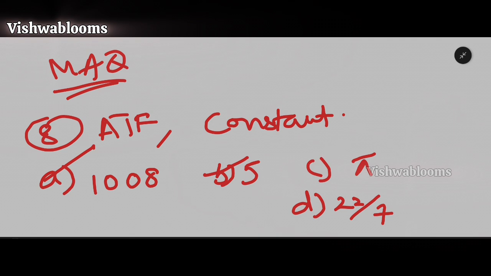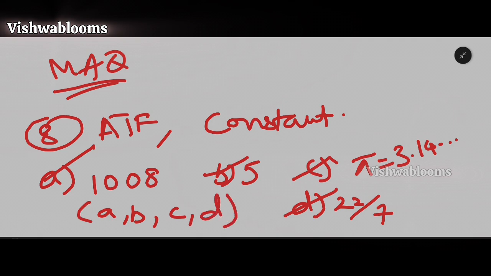Pi, you might be having doubt whether it is a constant or not. See, pi is 3.14, so on. But it is a constant value. Remember that. Pi is a constant value. It is not a variable. See, we write pi as 22 by 7 is also constant value. You know that. It is just at 3.14. It's constant. Okay. So all are correct. Option A, B, C, D, all are right.